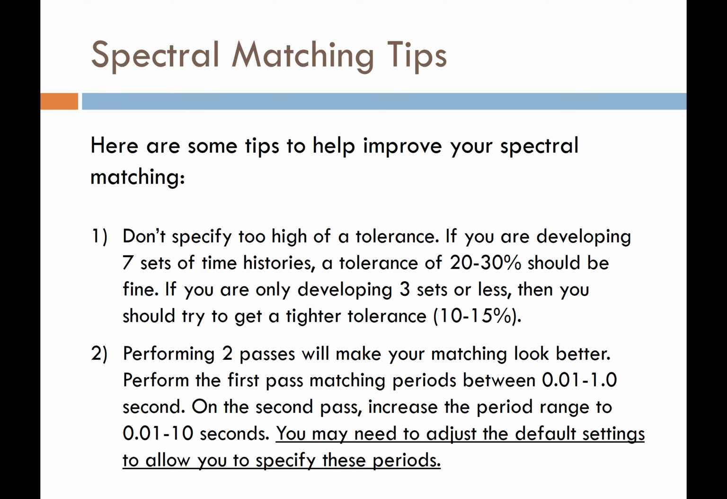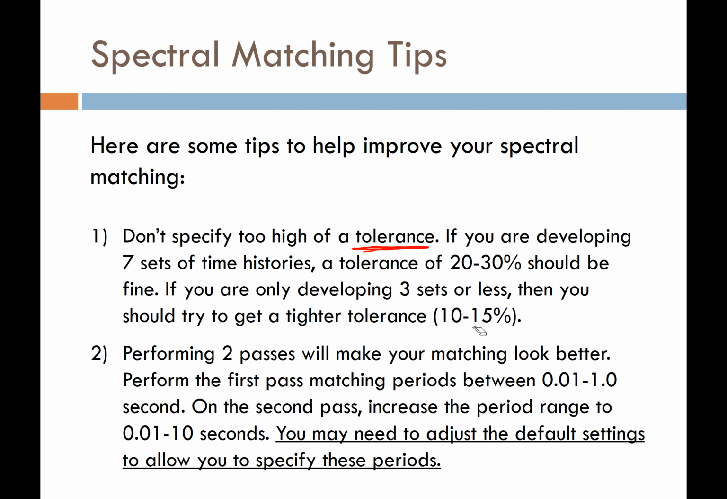In SeismoMatch, you can specify the tolerance. The tolerance is how much deviation from your target spectrum you can allow. If you're developing a lot of time histories, say 7 sets, then you can have a pretty loose tolerance, 20 to 30%, and you're going to be fine. But if you have a smaller number of time histories you're developing, then you might want that tolerance to get tighter, maybe something around 10 to 15%.